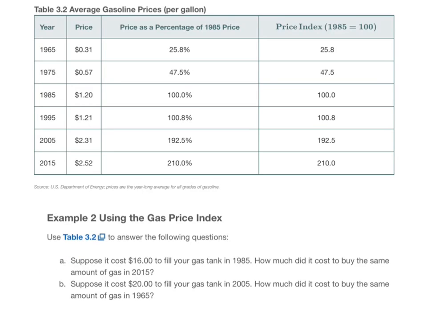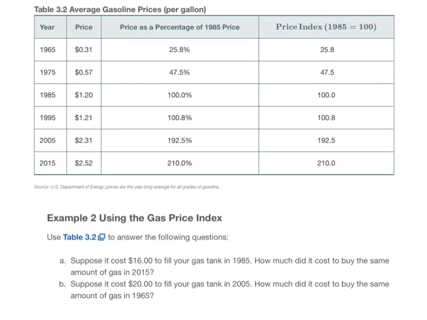Suppose it cost $16 to fill your gas tank in 1985. How much did it cost to buy the same amount of gas in 2015? So we have two different years. We have the price in 1985, and we're looking for the price in 2015. Just remember, we're not looking for the stated price in 2015. What we're doing is trying to adjust for inflation, and we want to convert the $16 price to 2015 dollars.